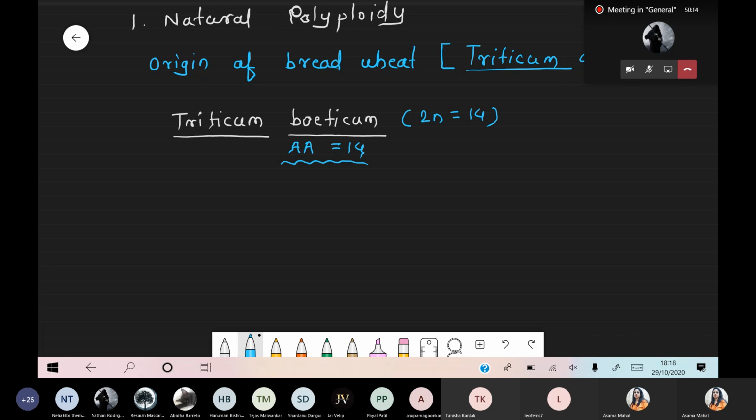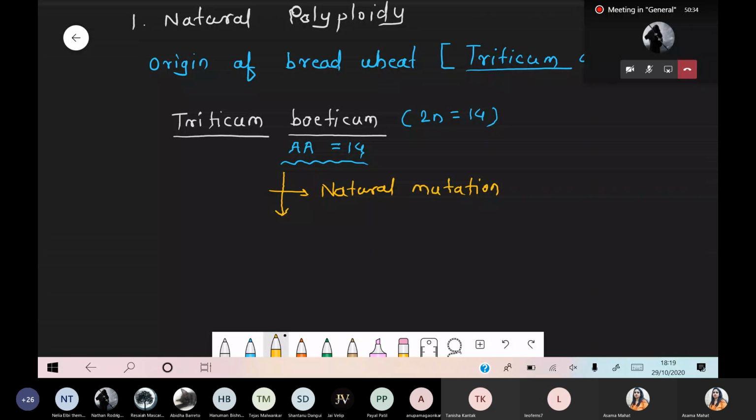Now what happened? This Triticum boeoticum undergoes natural mutation. Do you understand natural mutation? Natural means suddenly, just like that, something happened. Natural mutation. So it undergoes the process of natural mutation. Natural mutation is slow, but it is happening. So accidentally it undergoes the natural mutation.